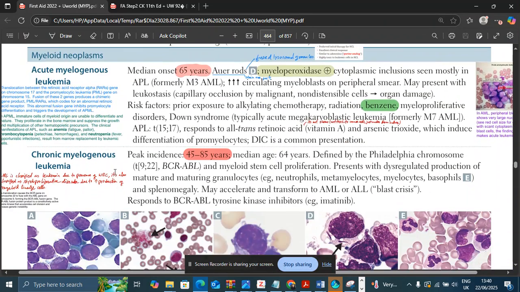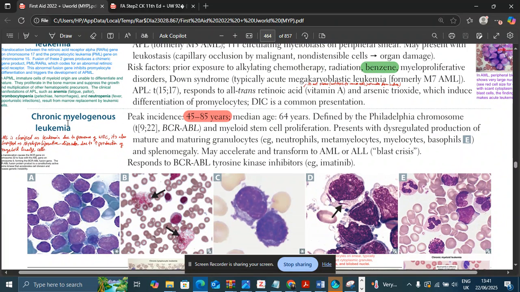Now let's talk about CML, chronic myelogenous leukemia, because I've already talked about acute myelogenous leukemia in my previous lecture, that the pathognomonic finding is Auer rods, and we have already talked about APL, also called M3 type of AML. Go and check out that lecture, it is very high yield. Now let's see CML. The peak incidence is 45 to 85 years, again seen most likely in the adult elderly population.